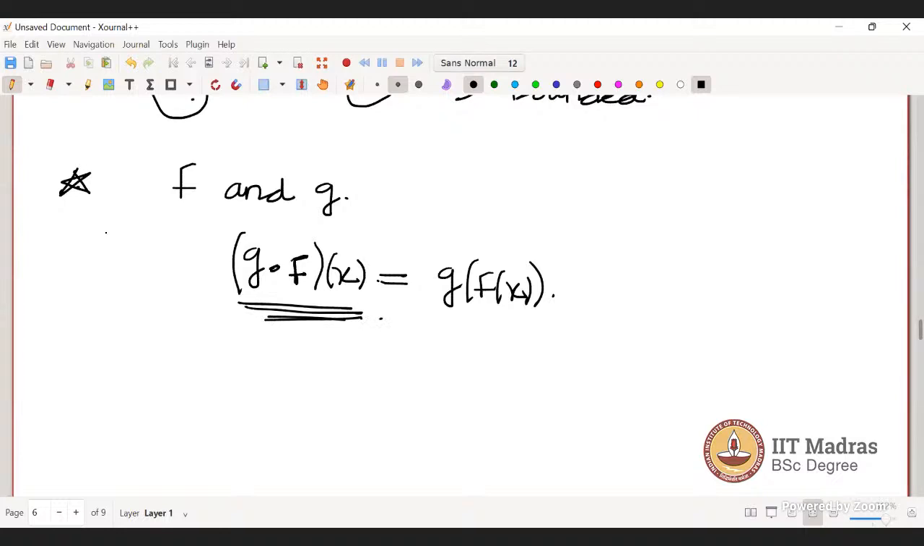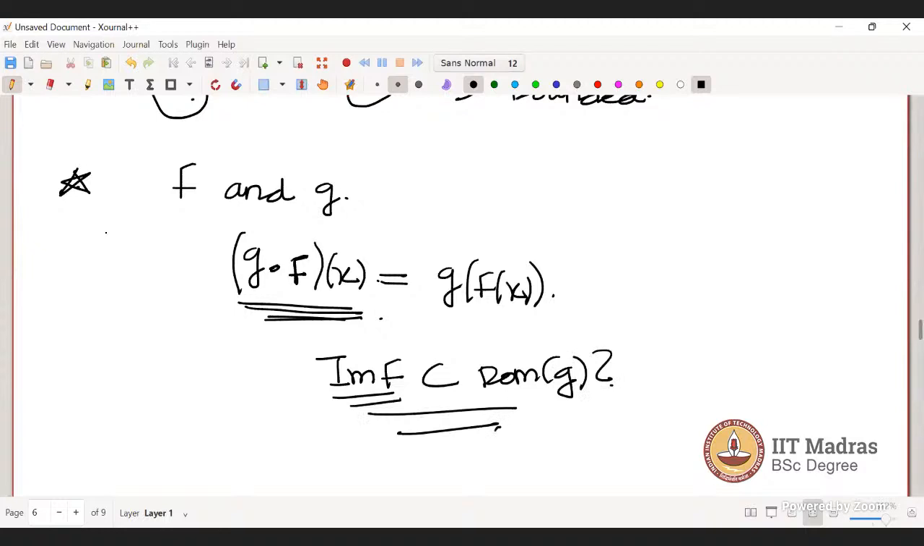In this case you have to check whether the image of f is inside the domain of g. Then only can you compose two functions. For g of f to be well defined, the range of f should be a subset of the domain of g. It should satisfy this condition, whatever I have written.